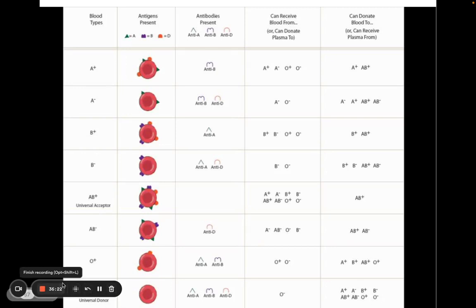And this one's kind of hard to see because my little thingy's in the way here. Can I move this?